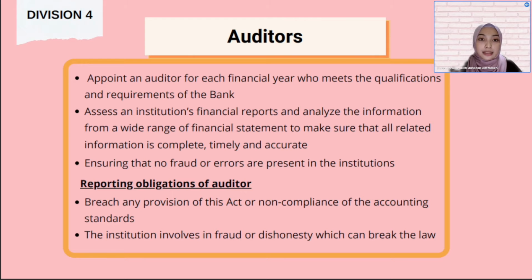Nonetheless, an auditor has to report to the bank immediately if they find that any provision of this Act has been breached, or there is non-compliance with accounting standards that may affect the financial position of the institution. Other than that, if the institution is involved in fraud or dishonesty which breaks the law and may affect the investments of investors, the deposits of customers, takaful holders, and others, an auditor has to report to the bank immediately so that the bank can take action against the institution.